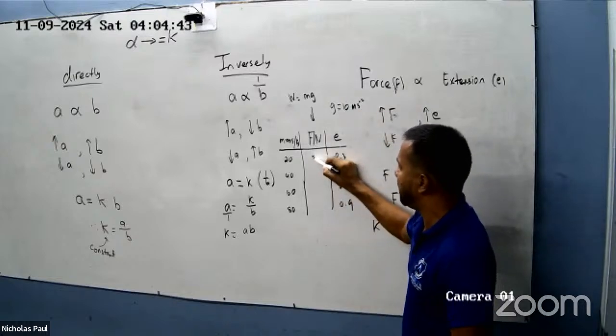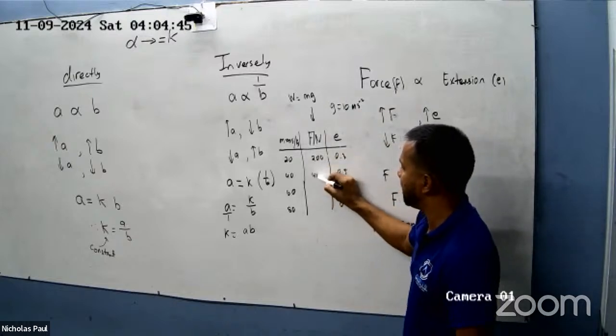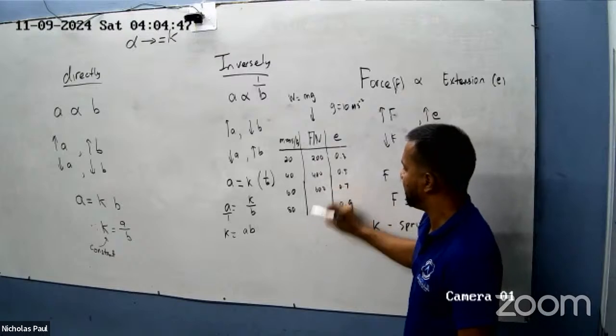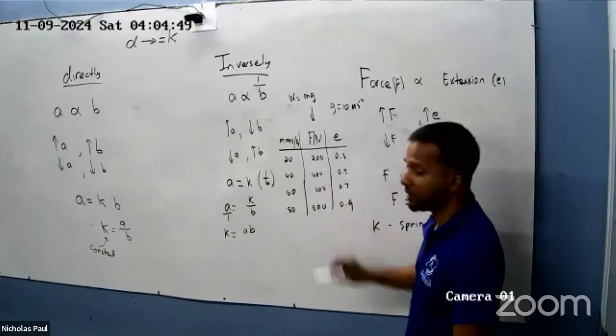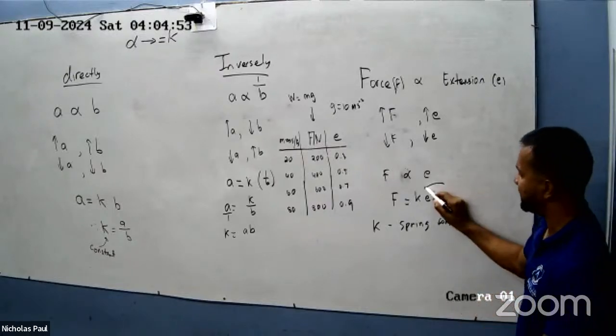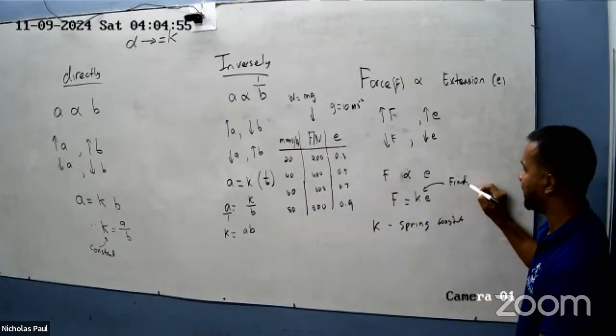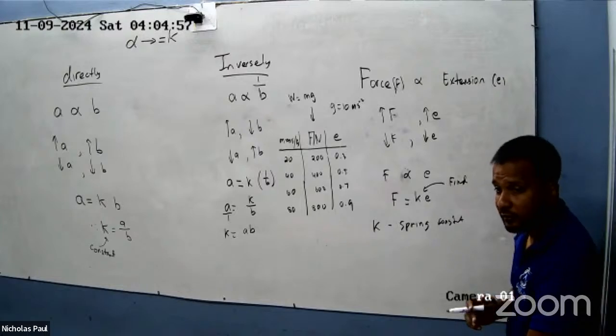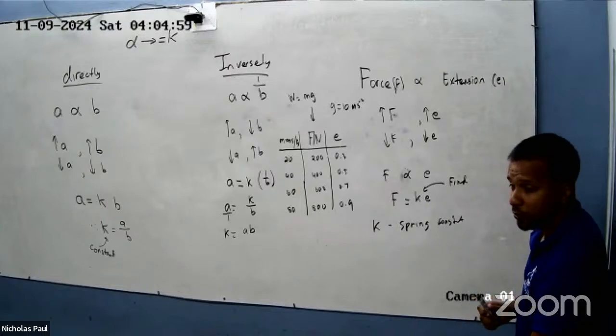Right, so this will give us 200, this will give us 400, this will give us 600, this will give us 800, right? So what's the objective again? The objective is to find that K value, right? Anybody remember what we could do?